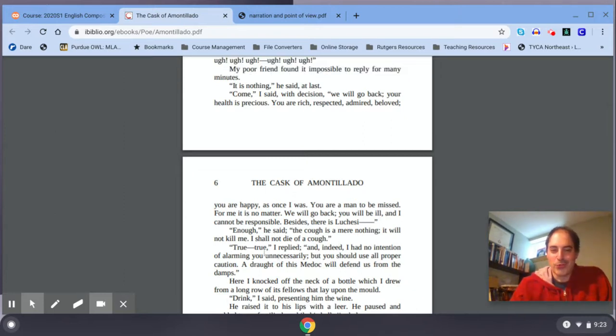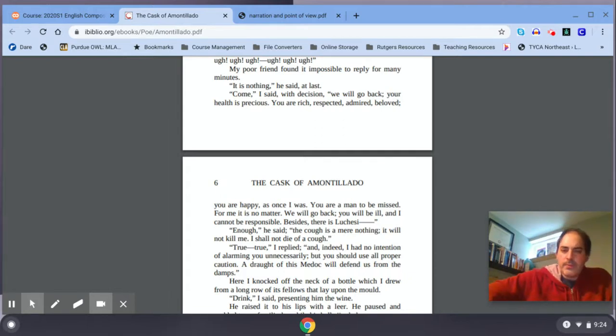"True, true," I replied. And of course, Montresor knows he's not going to die of a cough. He's going to die from being walled up in the crypts without air or food or water. But here is a good example of Montresor knowing exactly how to get Fortunato to do what he wants him to do without making it seem like it's his idea, right? It's making it seem like Fortunato is the one calling the shots.